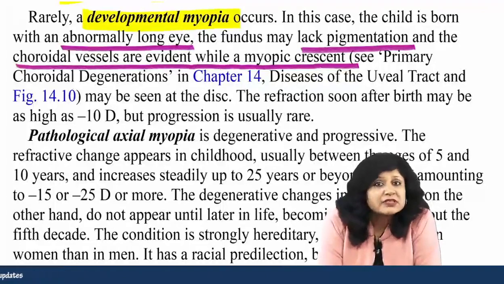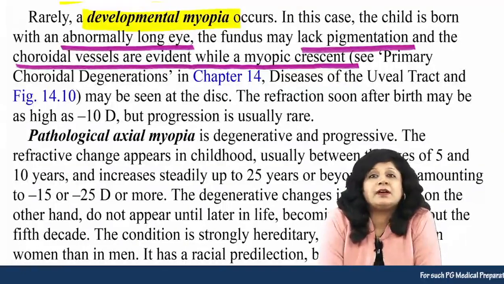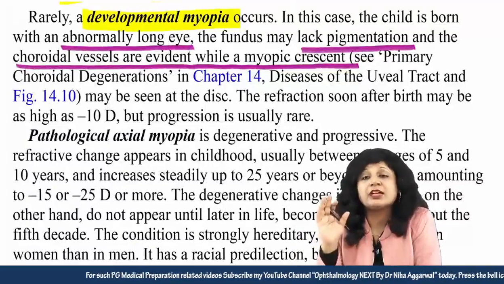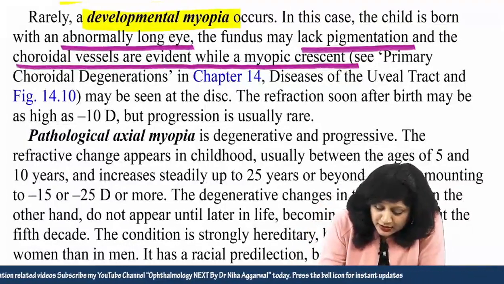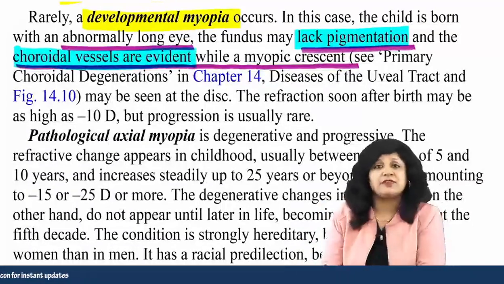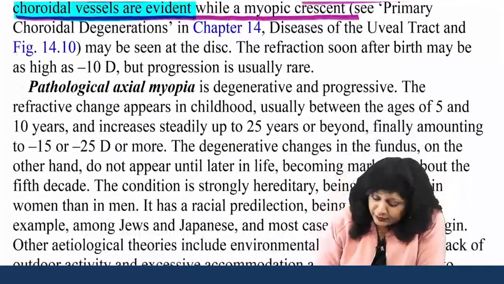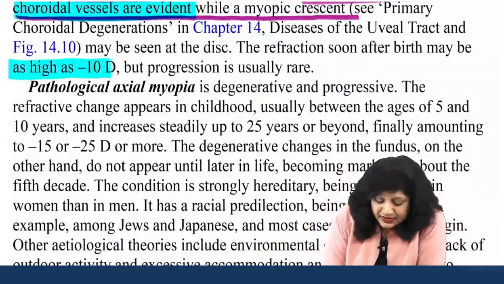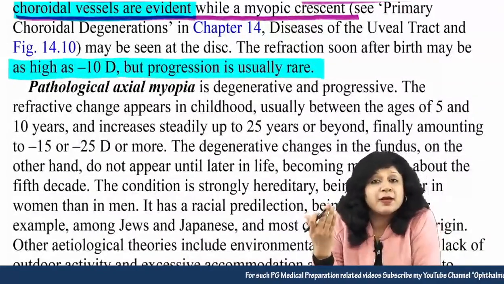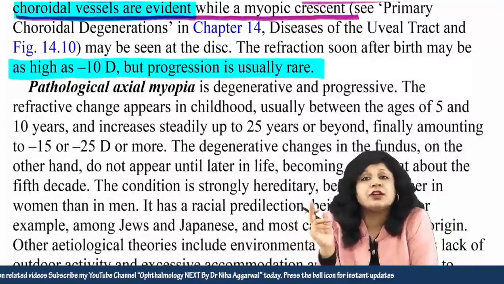Now don't confuse this developmental myopia with a simple biological myopia, where there was a developmental overcorrection and an abnormally long eye. This is not that, because here you have pathologies also, like lacking pigmentation in the fundus, and the choroidal vessels are evident due to the overstretching of the retina. So this is not the simple one. All right. The refraction soon after birth may be as high as -10 diopter, but progression is usually rare. This is high myopia to the extent that you are getting -10 diopters. So as I said, this is not the simple myopia.